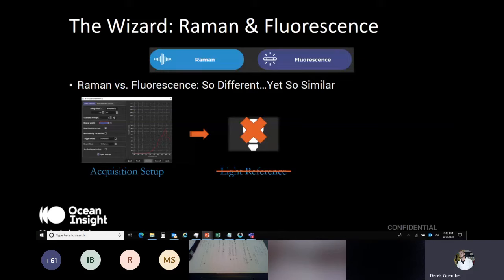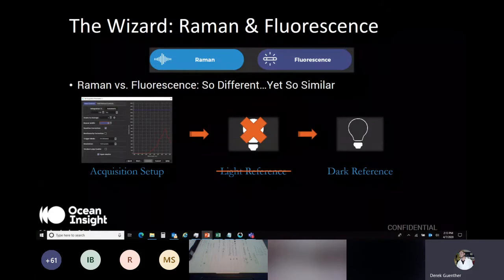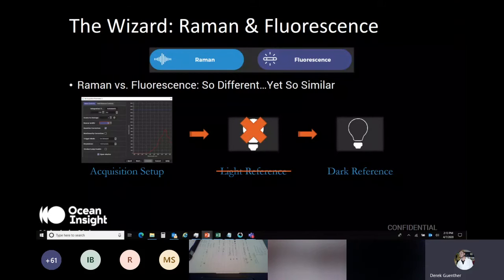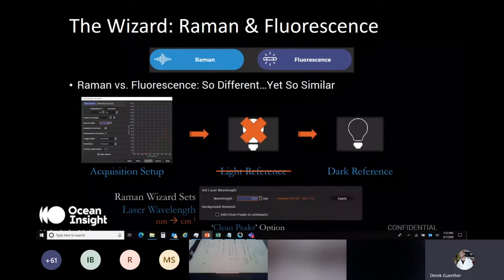Fluorescence might use a laser, but more commonly uses an LED, or you could use a filtered broadband source. That's not terribly uncommon either by any means. So in that sense, they're still handling the light in the same way, and they do need a dark reference for that same reason that we took one before with the ART measurements, in that we want to knock out any influence from background ambient lighting or other fluorophores, things like that, that might be jumping into the spectrum that we don't want. Now, the Raman Wizard gives you one extra step, and that's setting the laser wavelength.